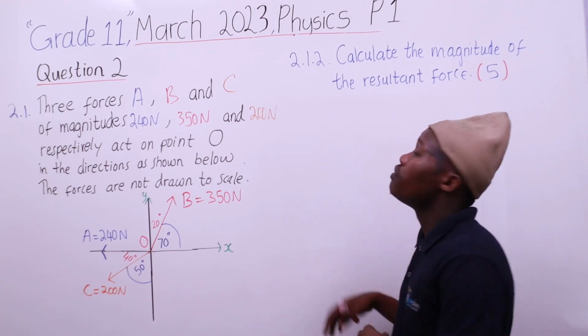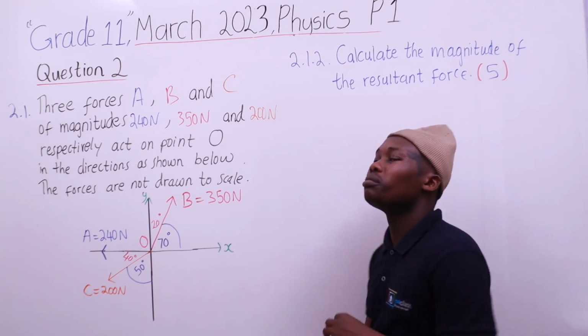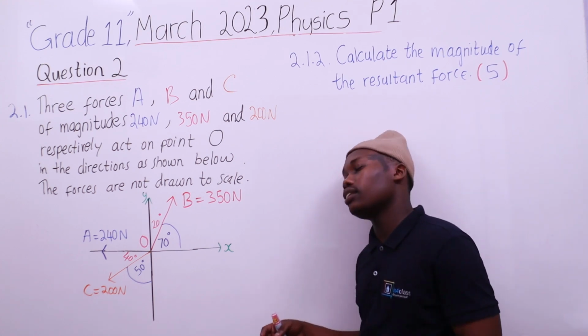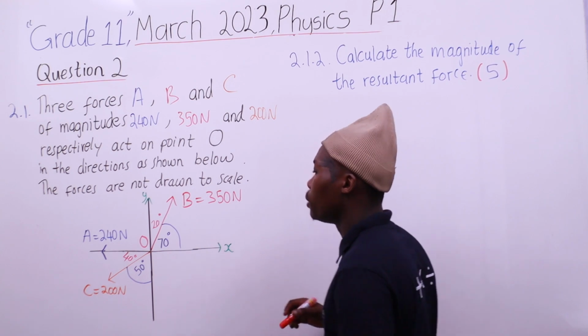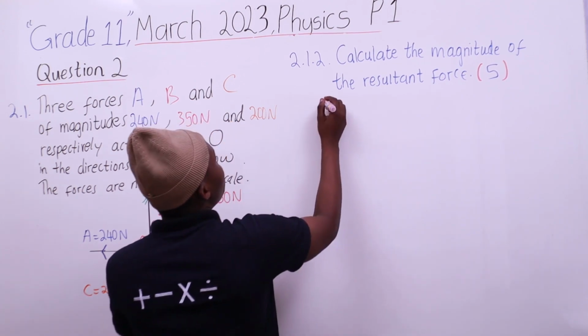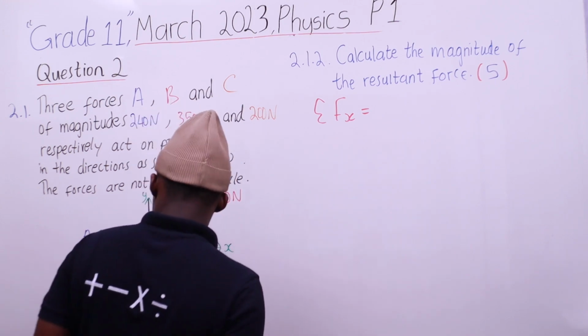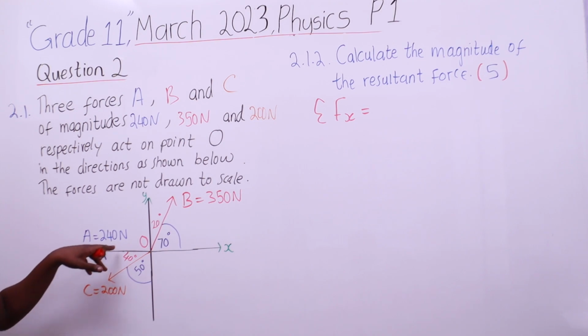Alright, so for 5 marks, calculate the magnitude of the resultant force. So we need the horizontal components of all the forces and the vertical components of all the forces, so the vector sum. Let's just start with the sum of all the x components. Going with A, its x component is 240, because it is not at an angle.